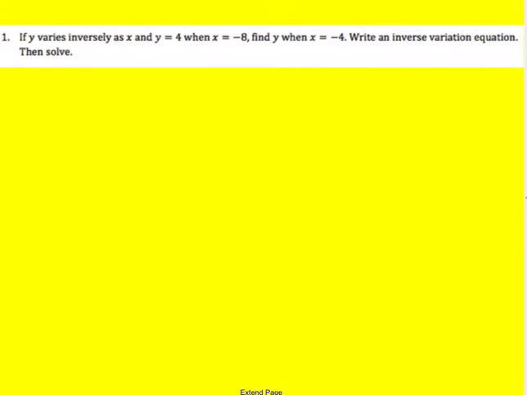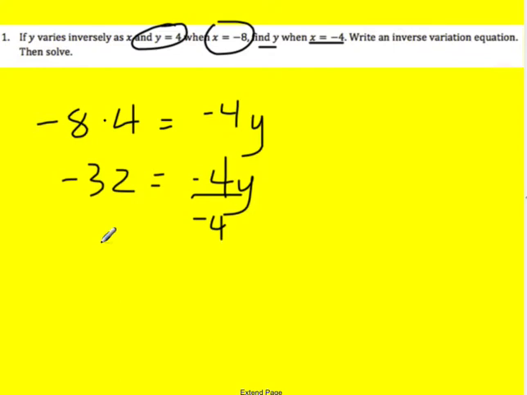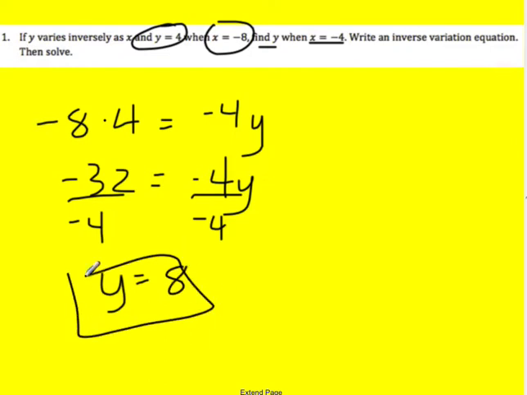And the product rule, basically what we learn is that when we have two variables, say x and y, we can multiply the two of them together, and they are going to be equal to this times this. So negative 4 times y. So negative 8 times 4 is negative 32, and that's equal to negative 4y. So now what I need to do is solve that for y. So I'm going to go ahead and divide both sides by 4. And when I do that, I end up getting that y is equal to a positive 8. So that is my final answer for number 1.